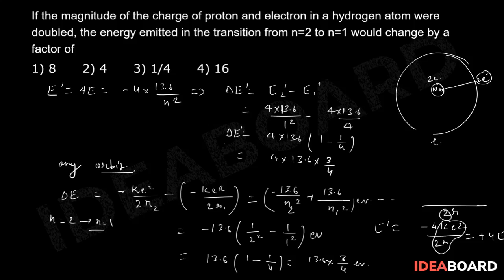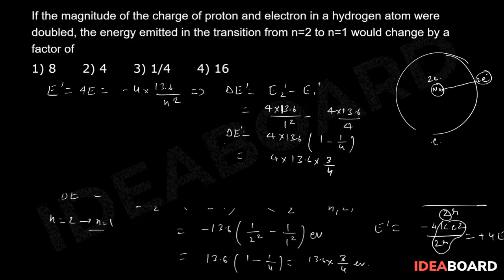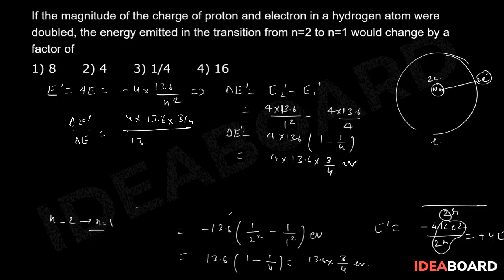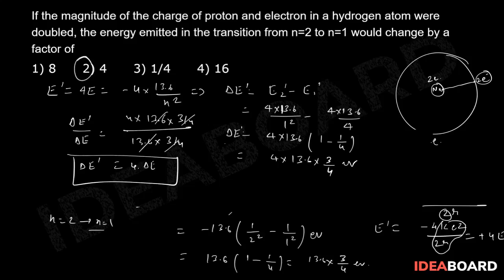So now we need the ratio to get the factors. So ratio delta E dash divided by delta E is equal to 4 into 13.6 into 3 by 4 divided by, this is in electron volts, right? So this is also in electron volts, 13.6 into 3 by 4. What do I observe? 3 by 4 is cancelled out, so this is going to be 4 times delta E for the same radiation. Okay, so which option has to be the right choice? Obviously option number 2 is the only choice.